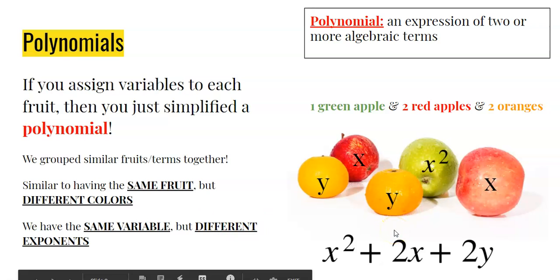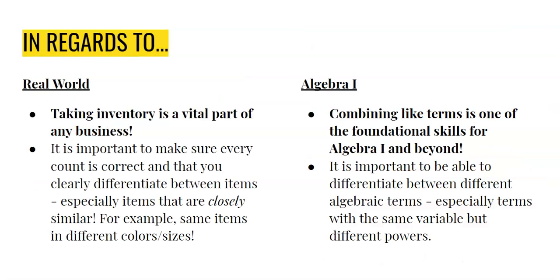This is one of the most foundational ideas of polynomials and is usually where students make mistakes, so make sure you understand this. Now, just to end this video, let's make a connection. In the real world, taking inventory is a vital part of any business. It's important to make sure every count is correct and that you clearly differentiate between items, especially items that are closely similar, for example, the same items in different colors or sizes. You don't just want to say I have 1,000 shirts in stock. You want to be specific. I have 200 extra smalls. I have 300 smalls. I have 100 larges. You want to be as specific as possible when you're taking inventory.